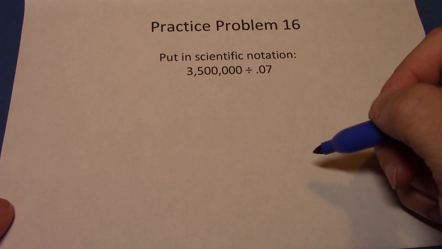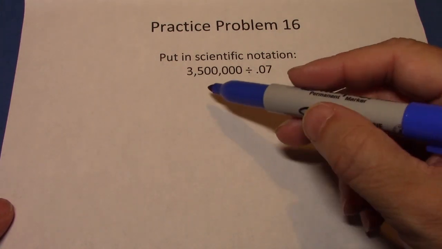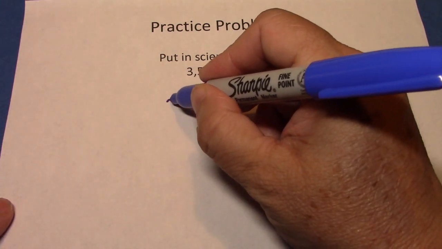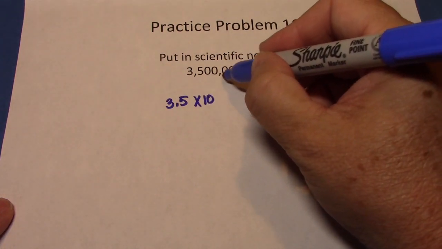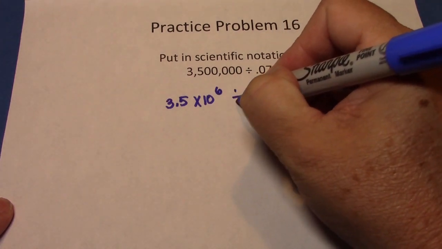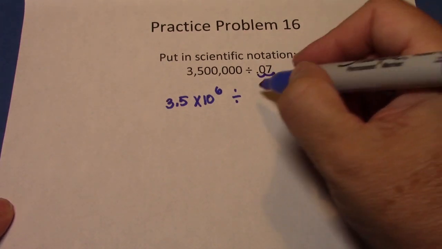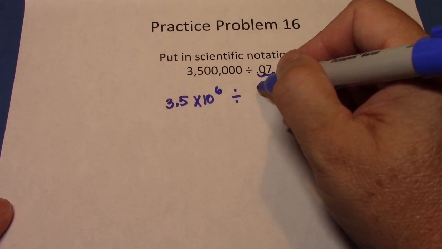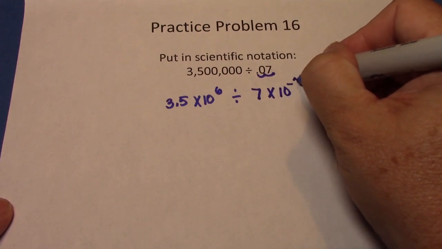Problem number 16 is some division to be done in scientific notation. So let's start by putting this 3.5 million into scientific notation. That would be 3.5 times 10 to the, let's see, 1, 2, 3, 4, 5, 6. And then we're going to divide it by, we have to move this over a couple of spaces so that the base needs to be greater than or equal to 1 and less than 10. So that's going to be 7 times 10 to the negative 2.